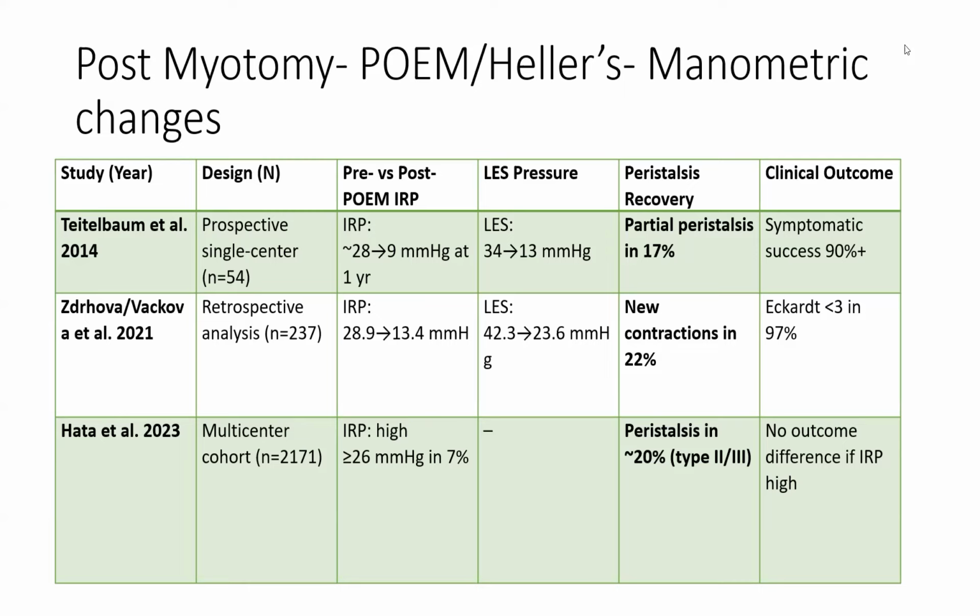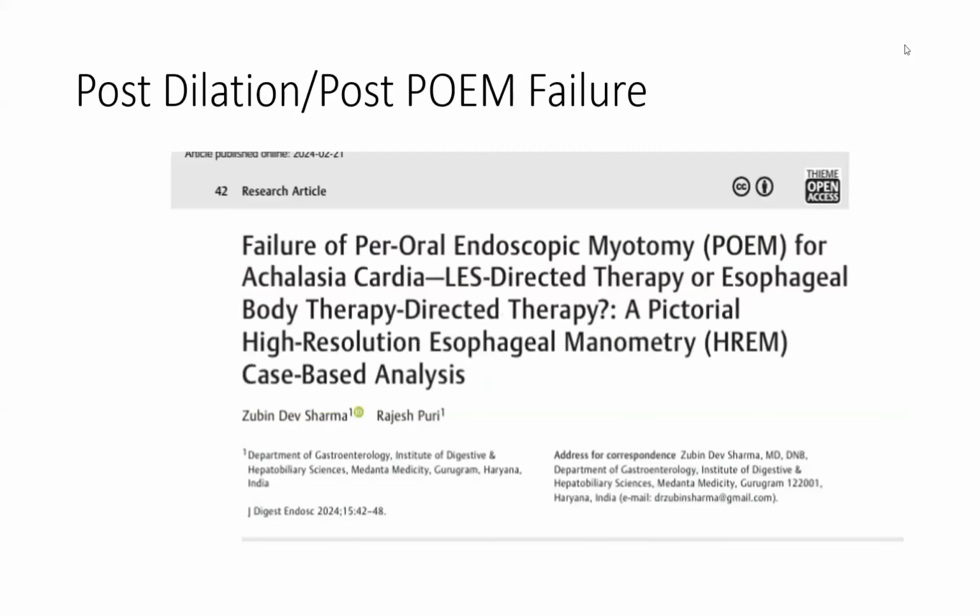So this small amount of peristalsis is really important. In our study also, when one of my fellows did it, we saw that it's mainly in type 2 and type 3 achalasia. You will not find coming back of peristalsis in type 1 achalasia. Extremely rare. So once we know what normally happens, we have to understand, how do we treat if there is a failure? If IRP has not come down, if LES pressure has not come down, what do we do?